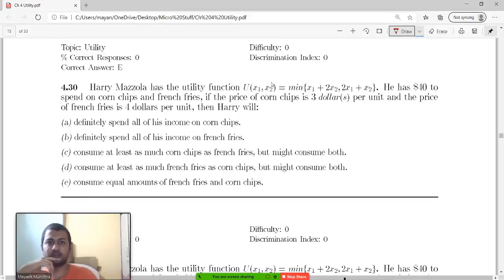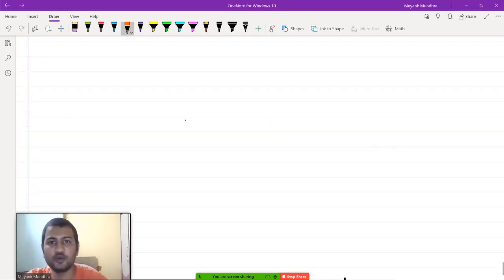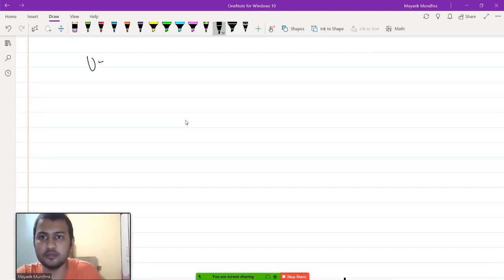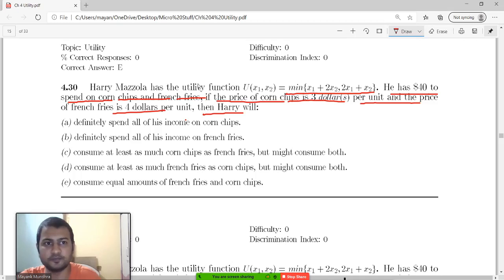Harry Mazzola has the utility function min of x plus 2y comma 2x plus y. He has $40 to spend on corn chips and french fries. If the price of corn chips is 3 and the price of french fries is 4, then what will Harry do? Alright, so this is your utility function.